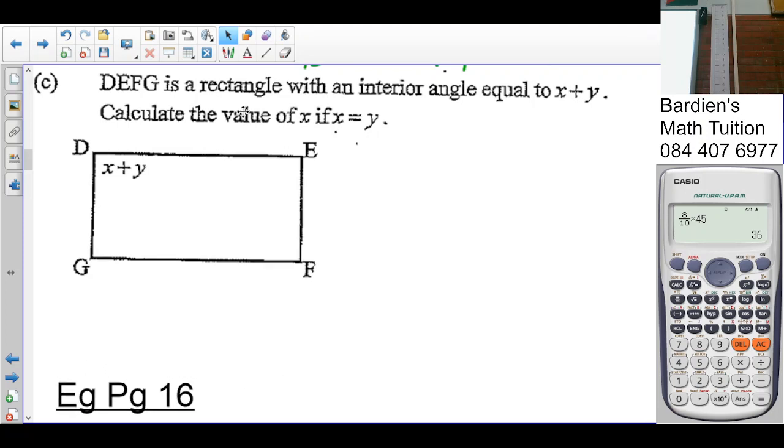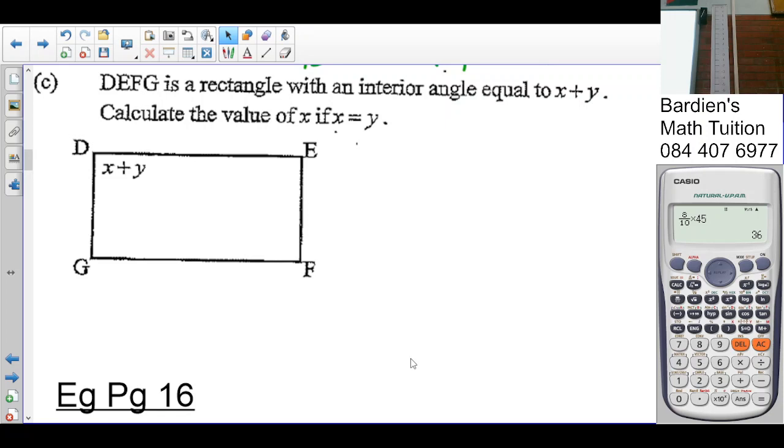Here in C, we are told DEFG is a rectangle. How many properties come to mind? Three comes to mind. What are the three properties? Two pairs of opposite sides are equal. Then also two pairs of opposite sides are parallel. All vertex angles are 90 degrees. And that's the one we're going to use here, not so?